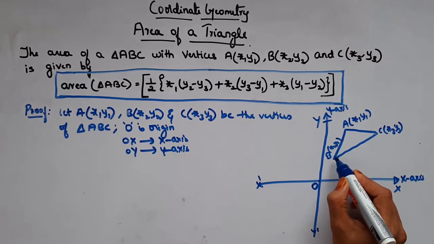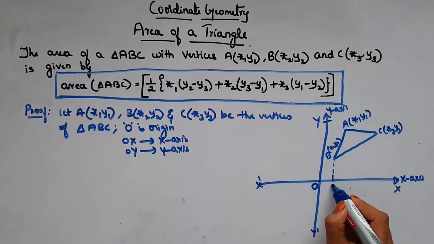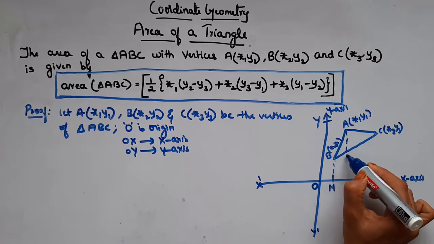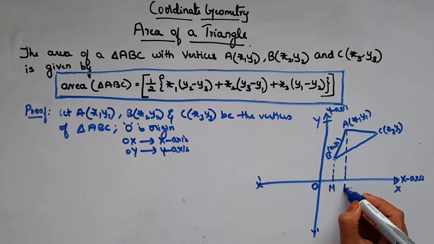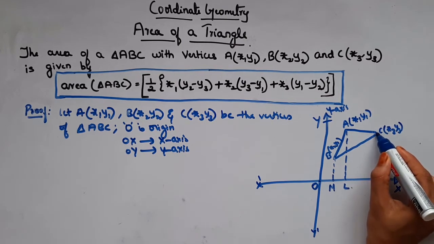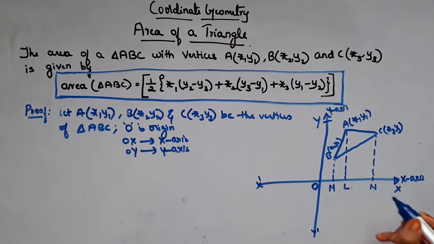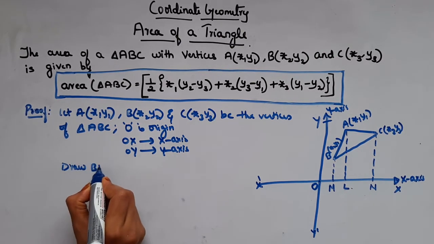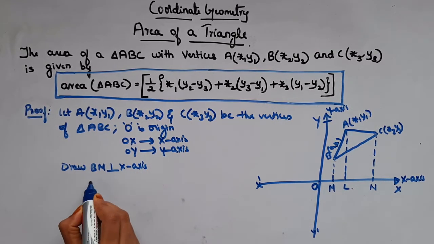Now let's draw a line from point B perpendicular to the x-axis. Say this point of intersection, let's take it as M. Similarly, let's draw a line from point A perpendicular to the x-axis. Now let's take this point as L, and one more line from point C perpendicular to the x-axis. Now let's take this point as N. So what did we do? Draw BM, that is a line BM perpendicular to the x-axis, right?